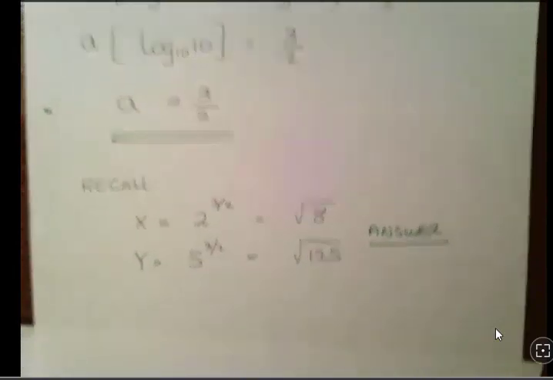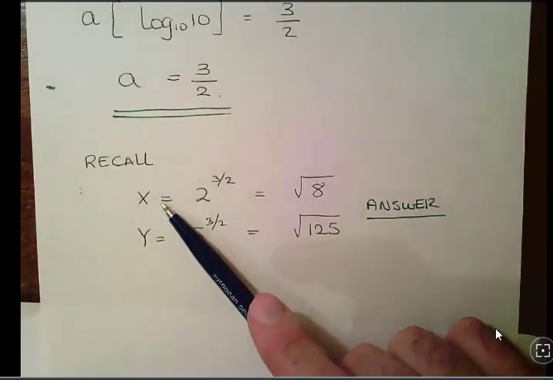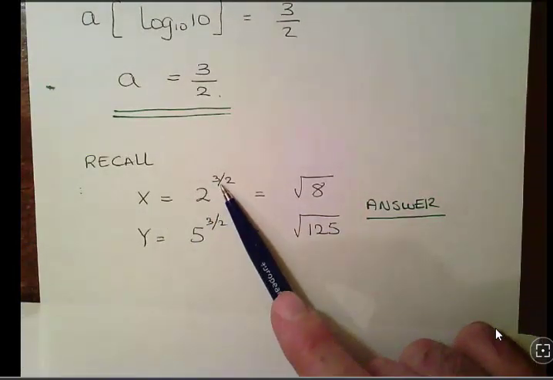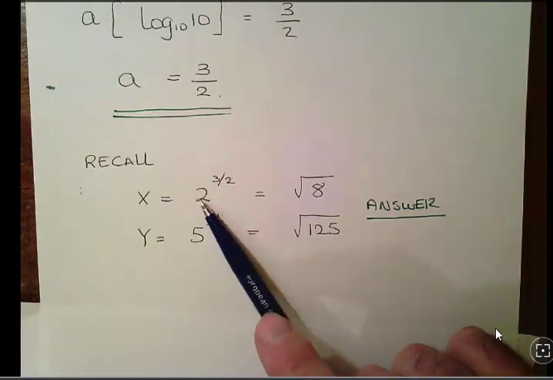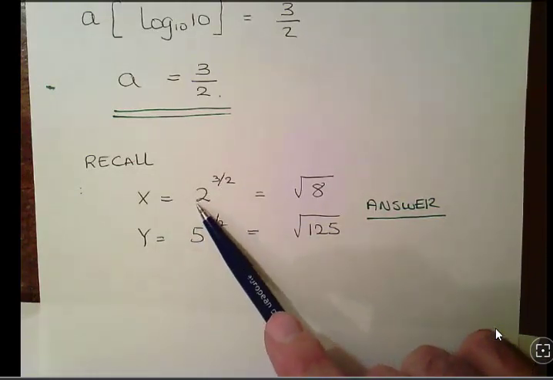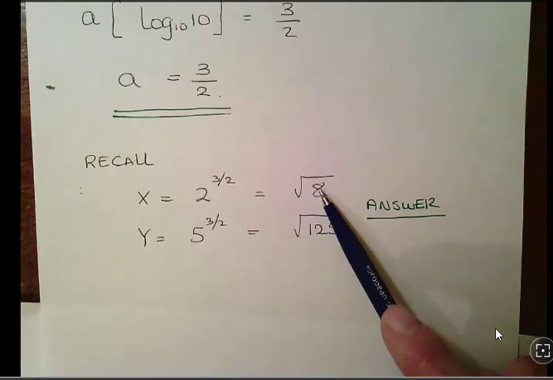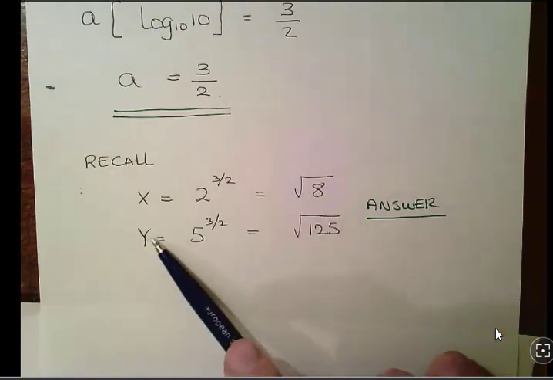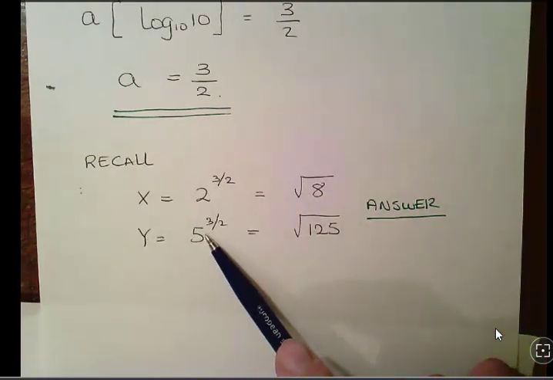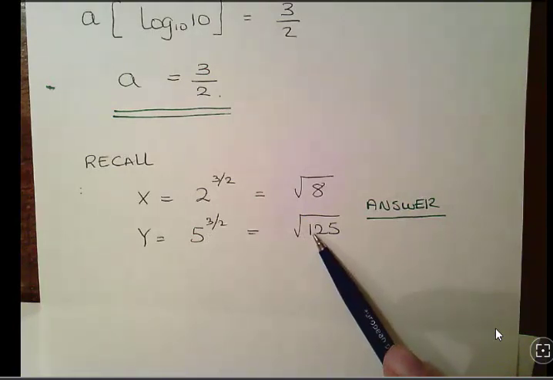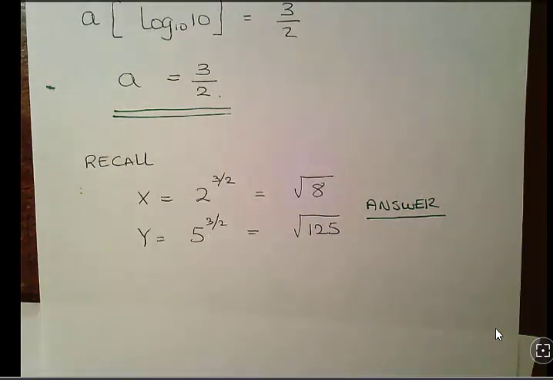So x is equal to 2 to the power of a. Okay, so a is 3 over 2. So x must be equal to 2 to the power of 3 over 2, which is the square root of 8. And y is equal to 5 to the power of 3 over 2, which is the square root of 125. That is the answer we are looking for. That is that job done. End of tutorial.